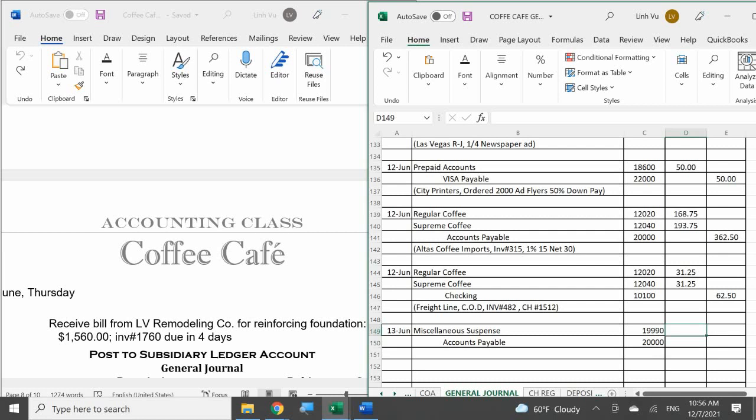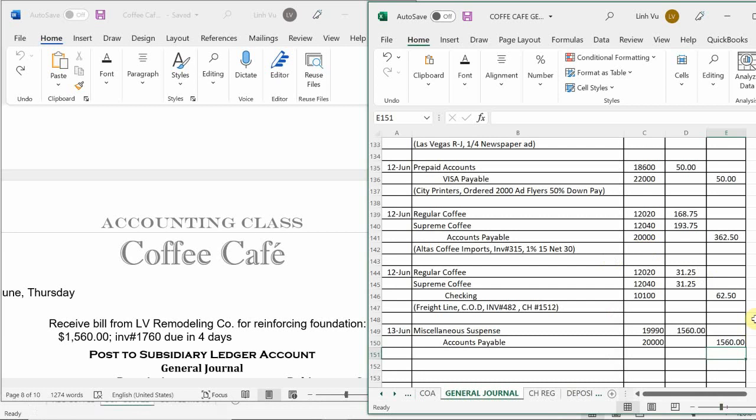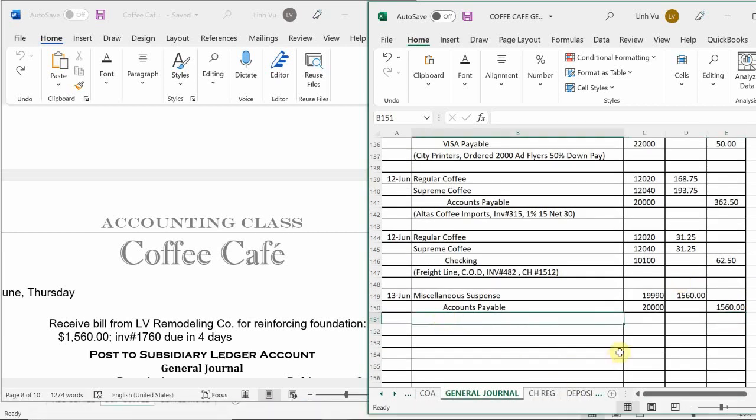Now in this case, it's for the $15.60. And I have everything that I need. So in this case, I received a bill from LV Remodeling Company, invoice number 1760. I have another 4 days to pay for it. And that's pretty much it.